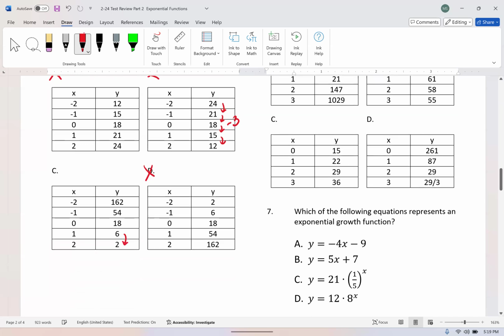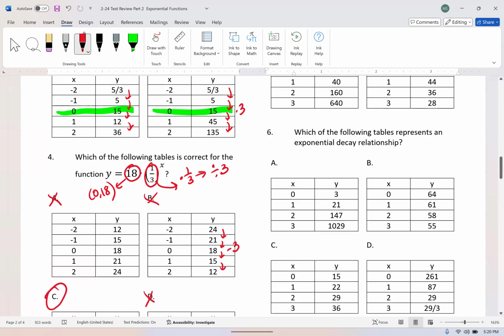Sometimes it helps to start at the bottom. 6 divided by 3 is 2. 18 divided by 3 is 6. 54 divided by 3 is 18. And 162 divided by 3 is 54. Remember, if you're not sure, you always have a calculator that you can use on that one. But C is the correct answer.